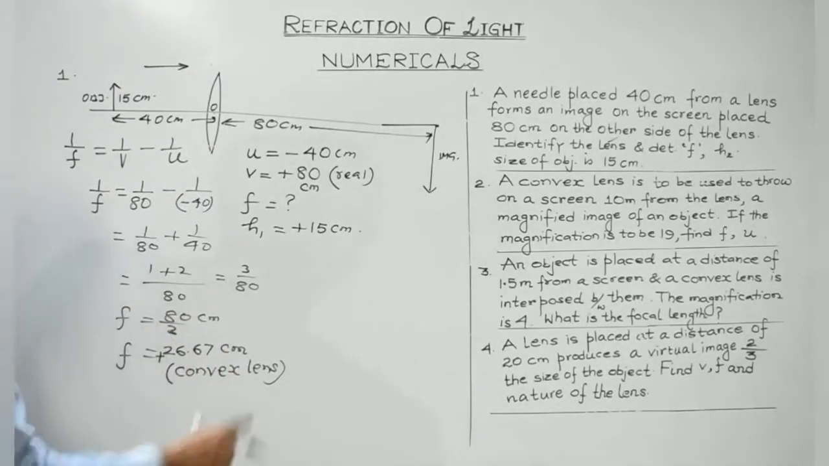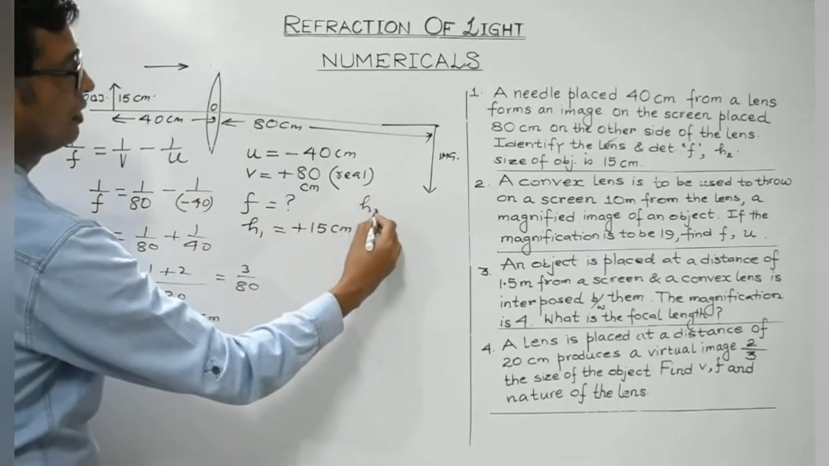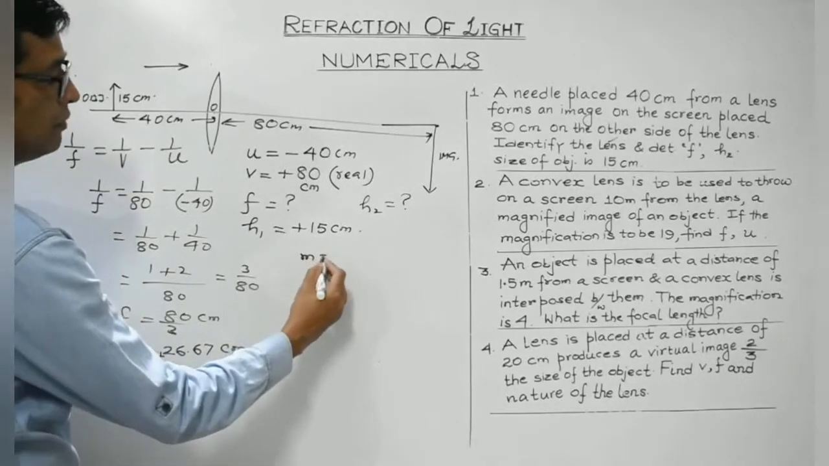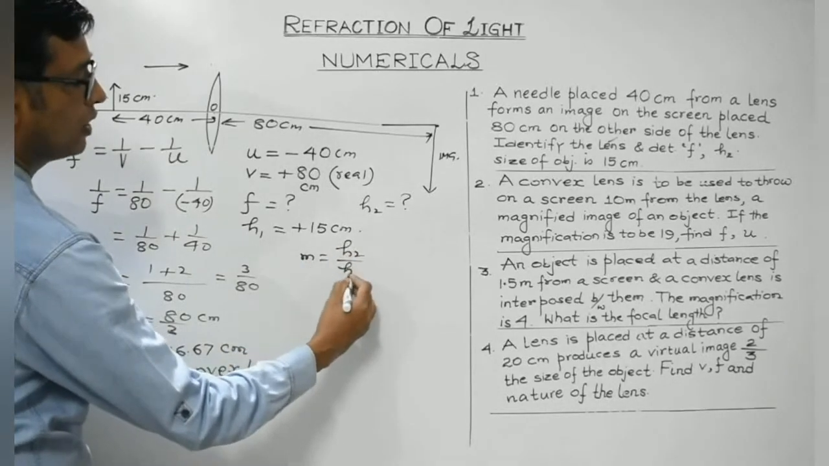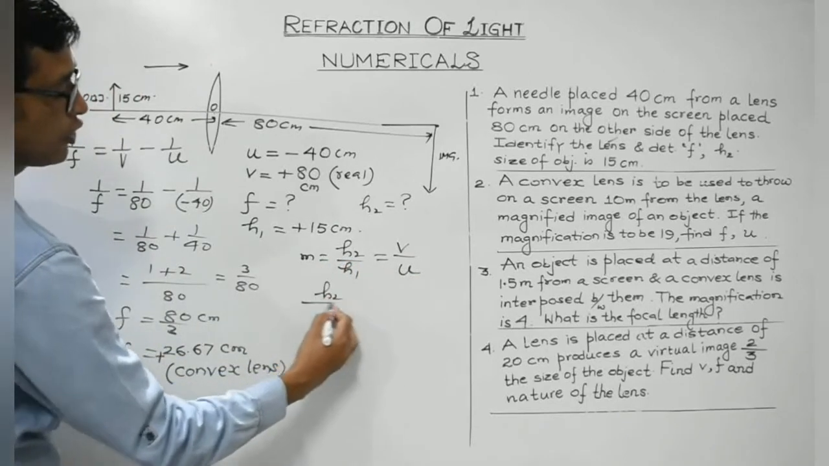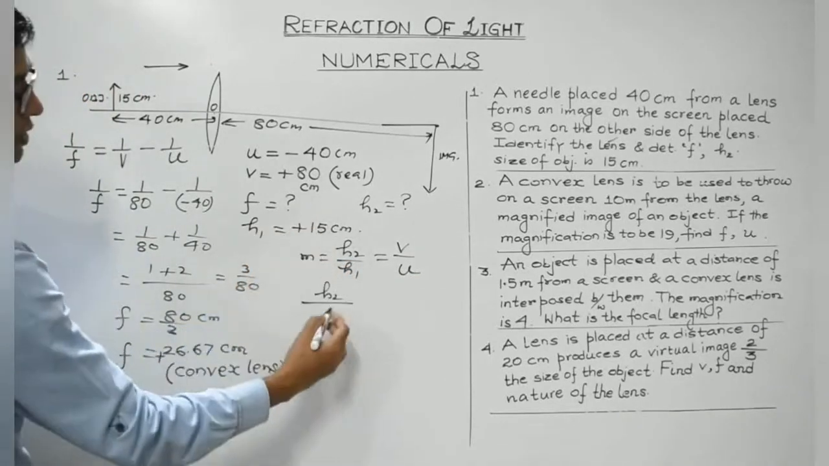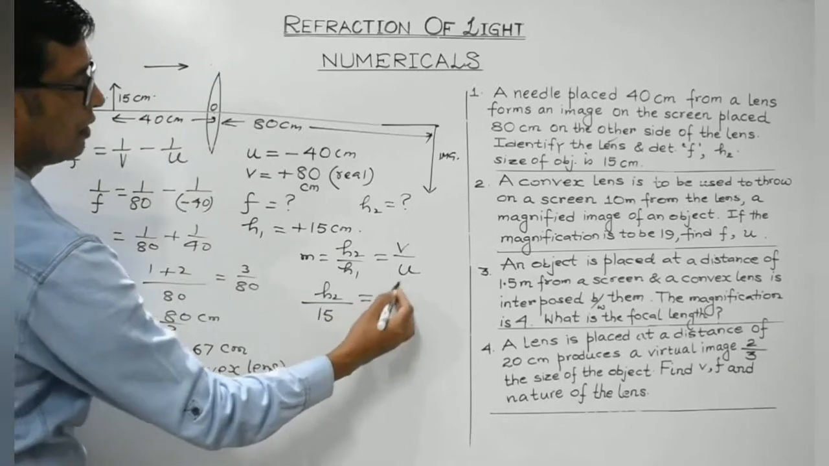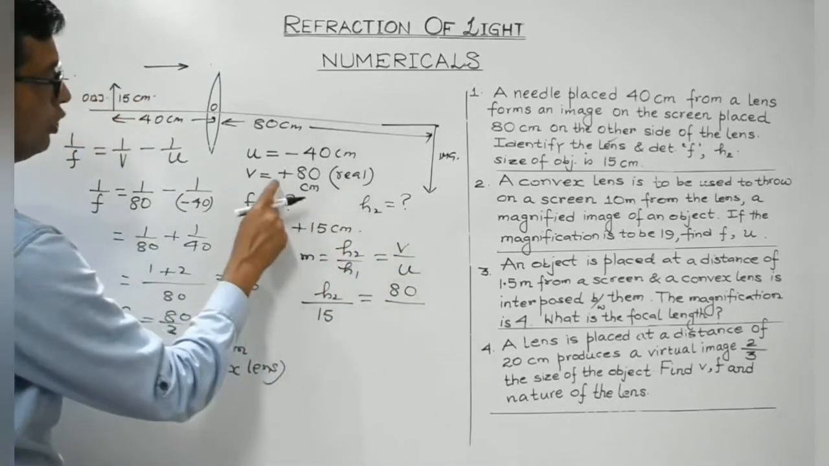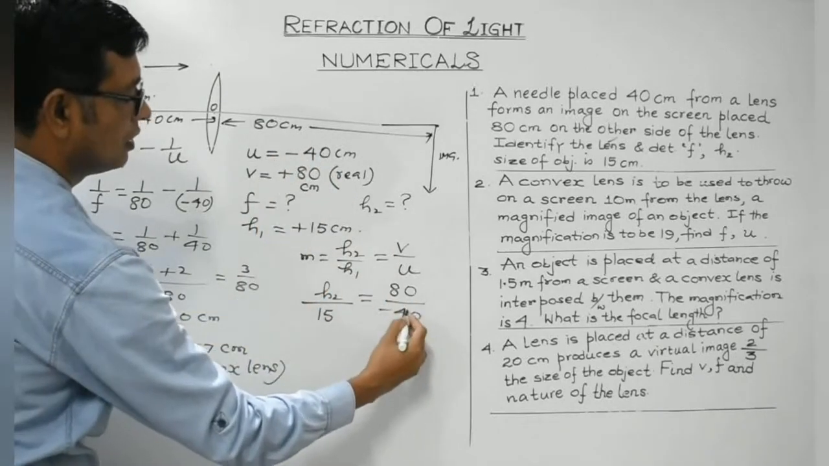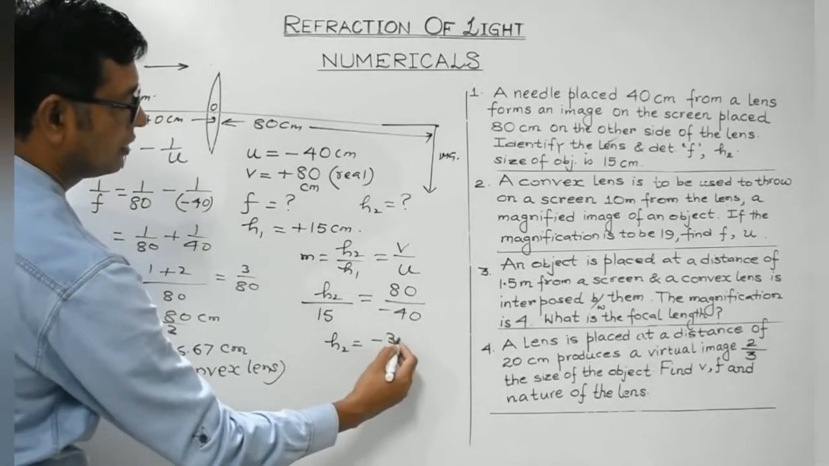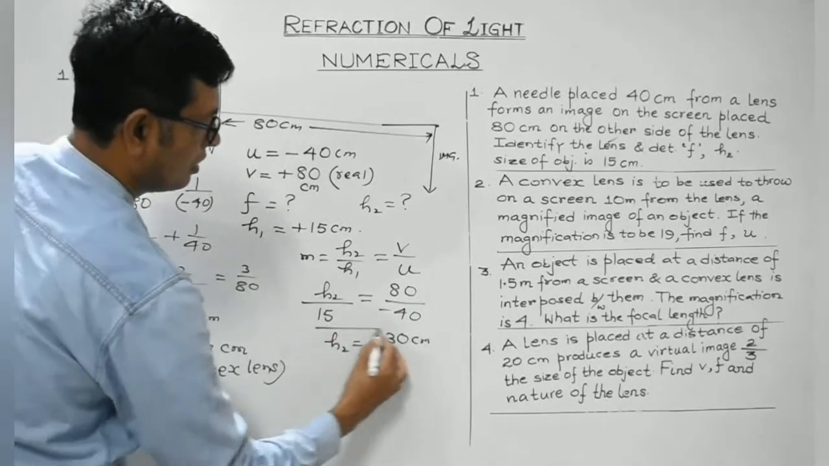Now we need to find out the size of the image. What's the formula? M is equal to H2 by H1, and in case of a lens it is V by U. So let's substitute the values. H2 by H1, H1 is plus 15. What about V? It's plus 80. What about U? It's minus 40. So H2 will be equal to minus 30 centimeter.